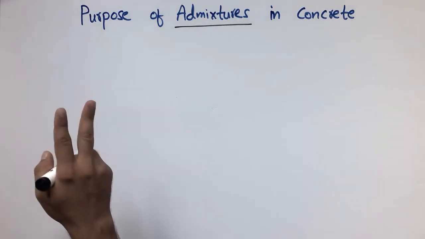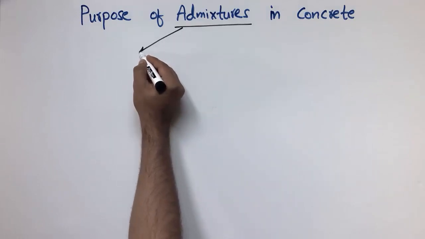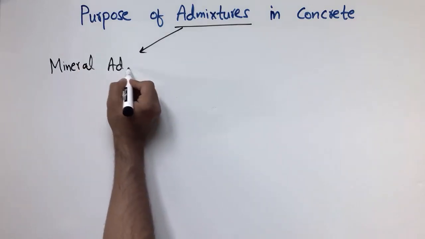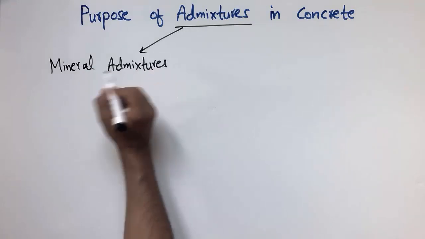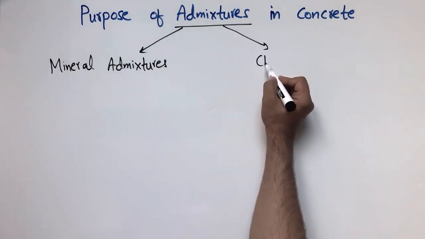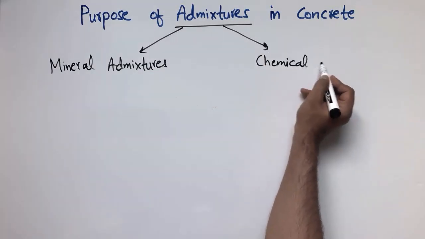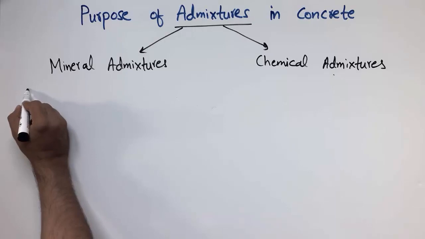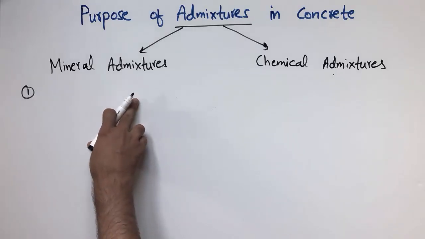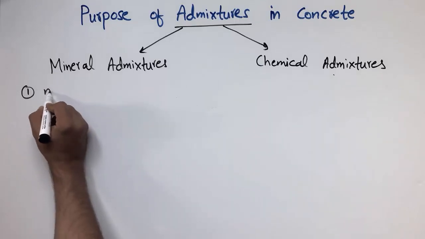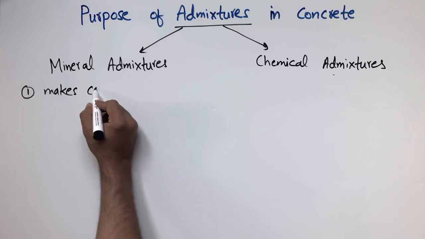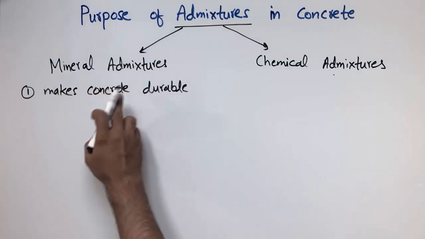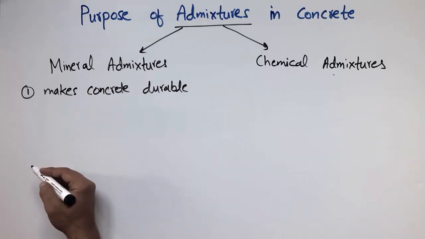There are mainly two types of admixtures which are used in concrete. The first one is the mineral admixture, and the other one is the chemical admixture. They each have their own purposes when we use them in concrete. The property of the mineral admixture is that it makes the concrete durable. It increases the durability of the concrete, having a long life.